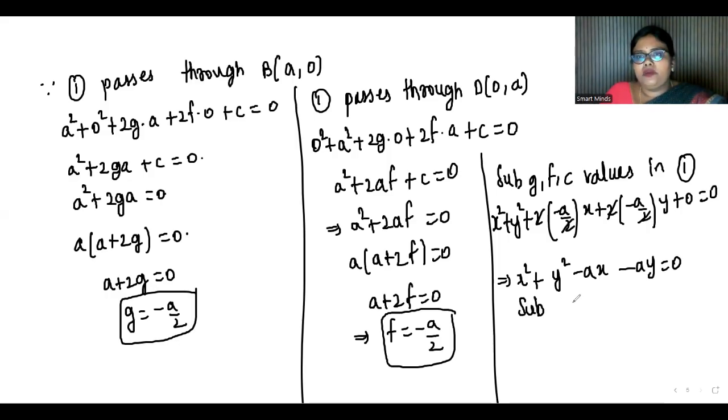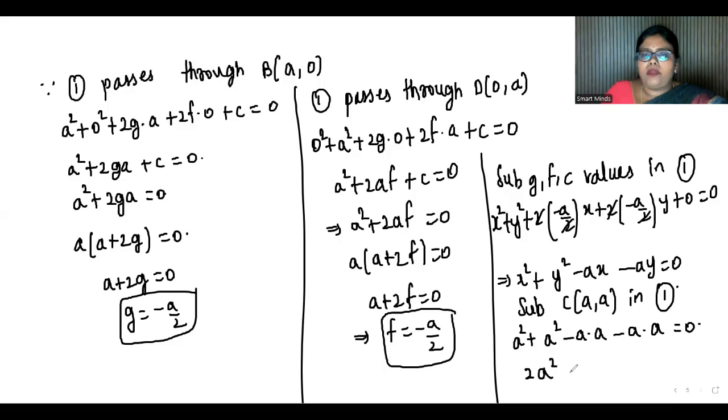Now substitute the point C, that is a comma a, in equation number 1. So you will get a square plus a square minus a into a minus a into a equals to 0. So 2a square minus 2a square is 0. So 0 is equal to 0. Therefore, A, B, C, D are concyclic.